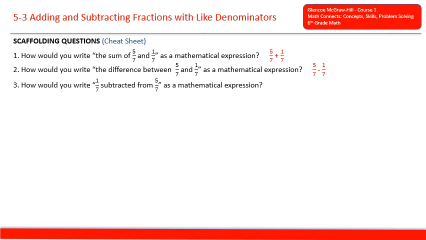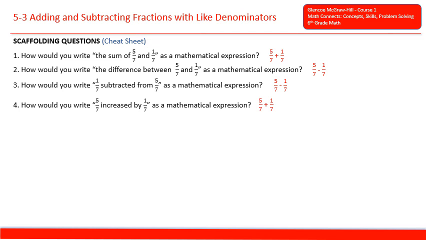How would you write 1/7 subtracted from 5/7 as a mathematical expression? Well, that tells us exactly what the operation is. And because 1/7 is subtracted from 5/7, it's going to be 5/7 minus 1/7. And how would you write 5/7 increased by 1/7 as a mathematical expression? Increased should be the clue there that that is addition, 5/7 plus 1/7.